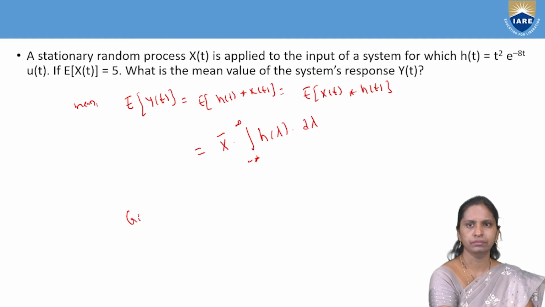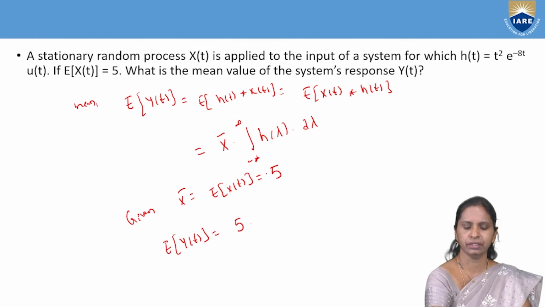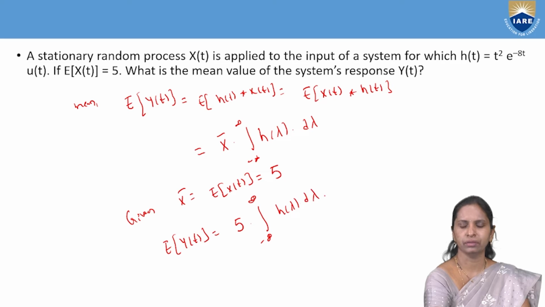Now, given that x bar is nothing but the mean of the random process, what is the mean of the random process? We got it as 5. It is a constant value, nothing but 5. Then you can write E of y of t equals 5. Substitute the mean of the random process as 5 here. Then the integration from minus infinity to infinity of h of lambda d lambda.